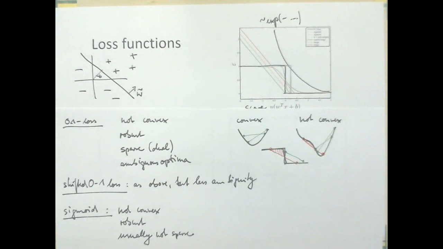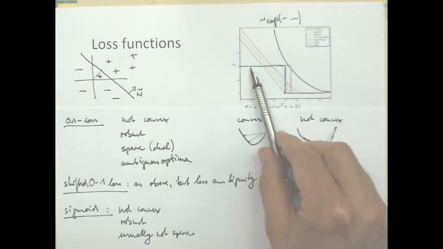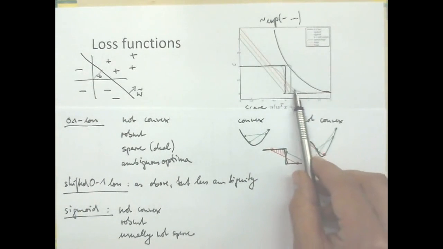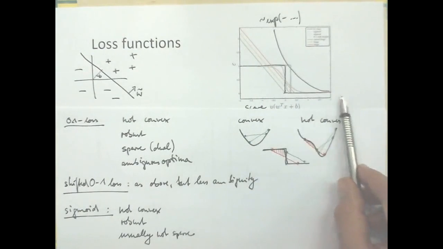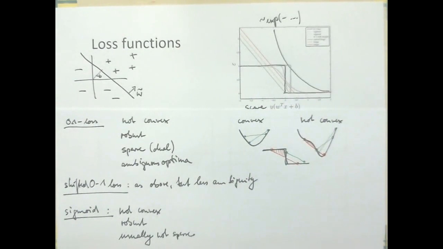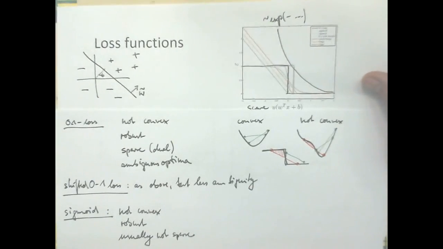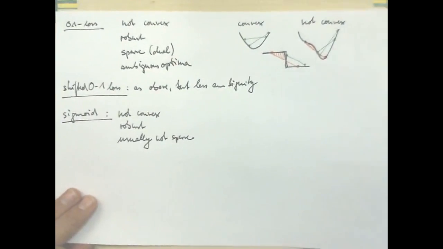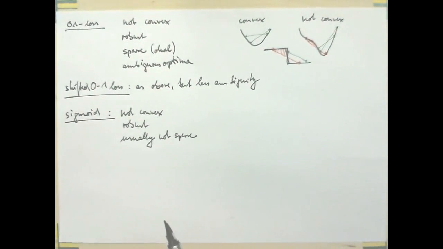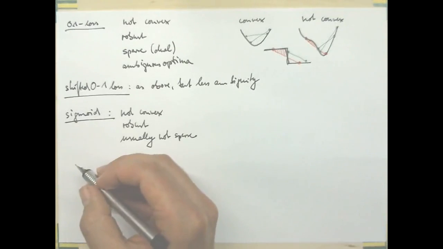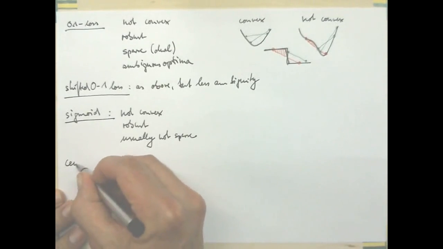Okay, so the sigmoid loss functions here, they are robust. Okay, and then we come to the Hinge function, which will be at the center of our attention today. First, the central Hinge function.